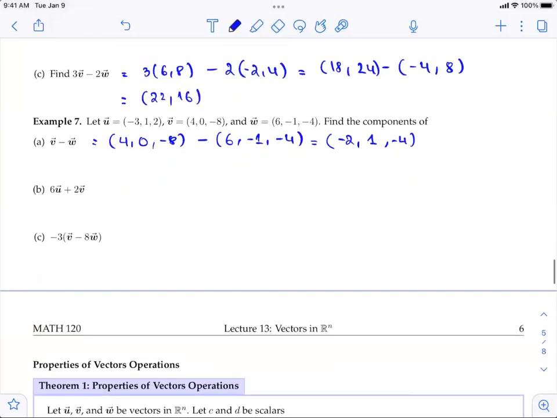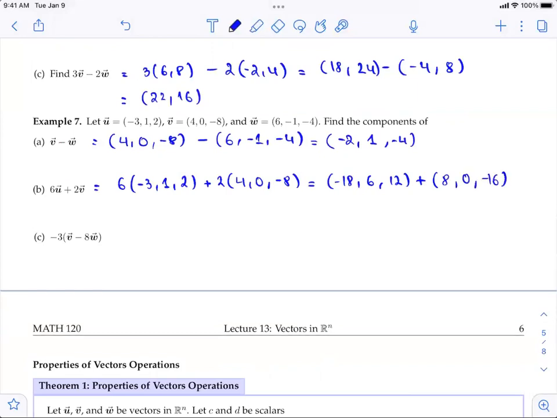All right. The next calculation, 6 times u, which is -3, 1, 2, plus 2 times v, which is 4, 0, -8. What you get is -18, 6, 12, plus 8, 0, -16. And you get the vector of the form -10, 6, -4.